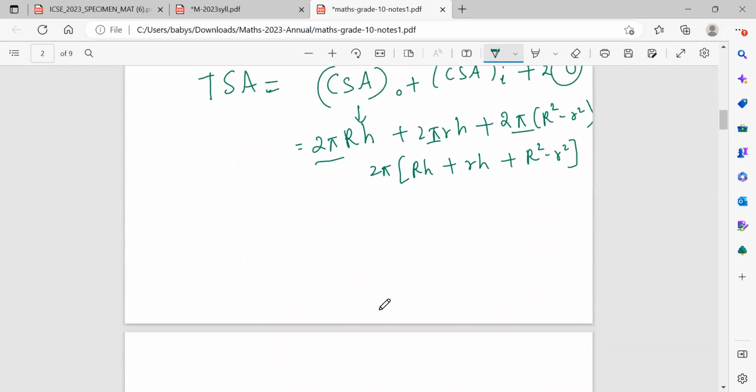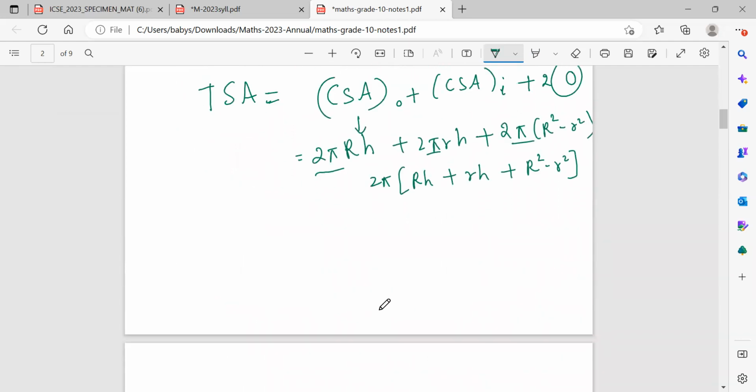And just be careful if you have multiple units, like radius is in centimeters, the height is in meters, and you need to know the appropriate conversion from one unit to the other. Okay, so this is as far as our cylinder is concerned. Just be careful with all the formulae here.